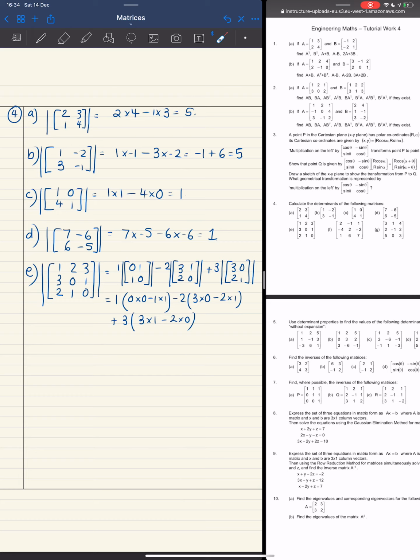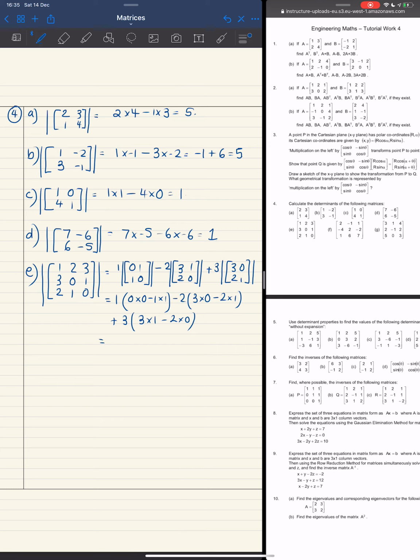Okay, so I'll just point out where they come from. 1, so the number in front of the bracket is always this bit here. And then it's that leading diagonal, 0 times 0, look, 3 times 0, 3 times 1, and then it's always minus. And then it's the other diagonal, 1 times 1 for that one, 2 times 1 for that one, 2 times 0 for that one.